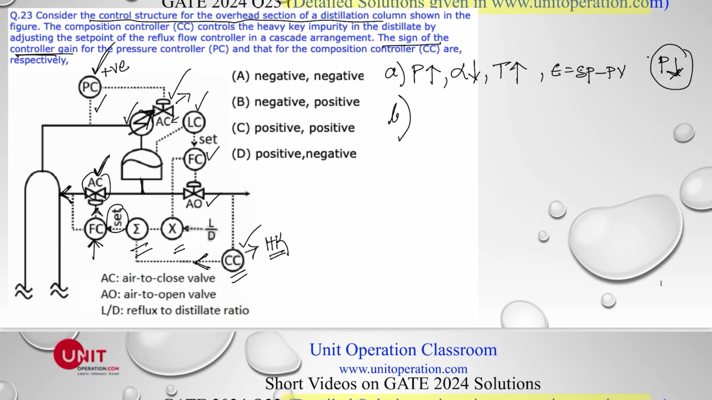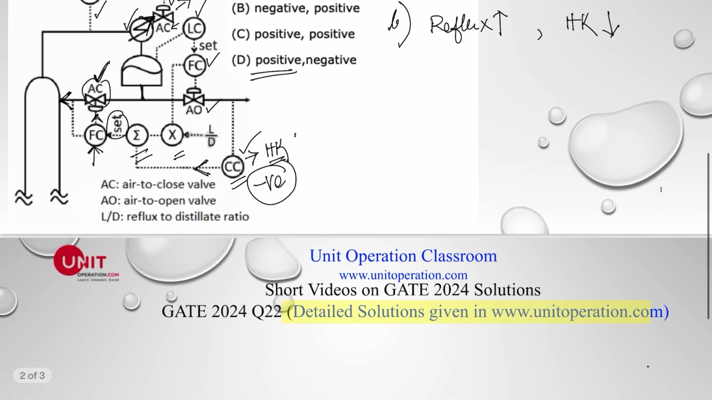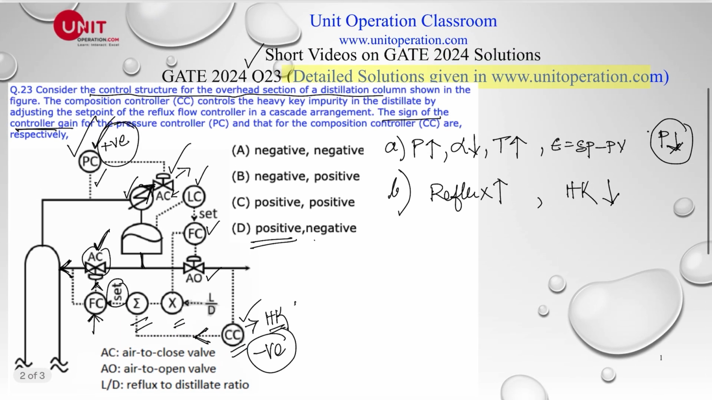And correspondingly, as more reflux goes back to the column, what will happen? The concentration of the heavy key in the distillate product will decrease, right? So that again is desirable. So of course, this one we want as a positive gain, and this one we need as a negative gain. So the answer is D, that means positive gain for the pressure controller and negative gain for the composition controller is desired. So D is the correct answer.